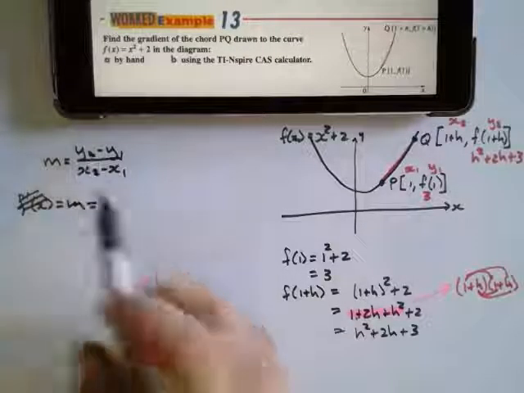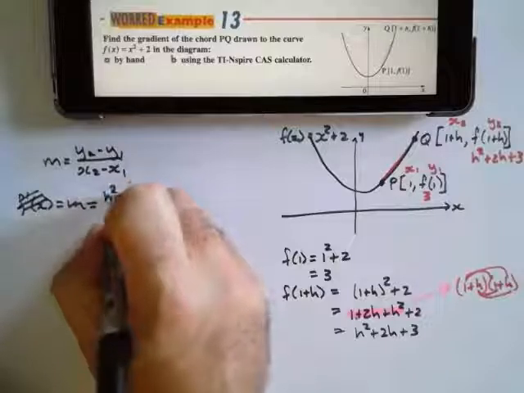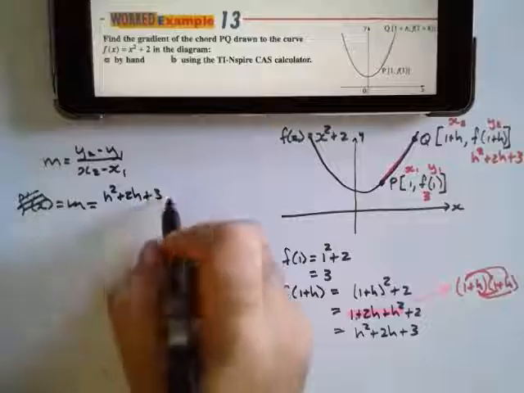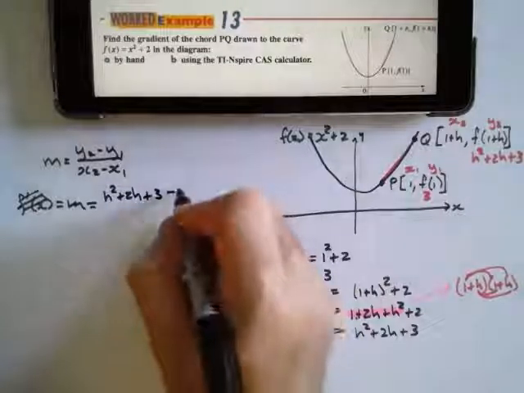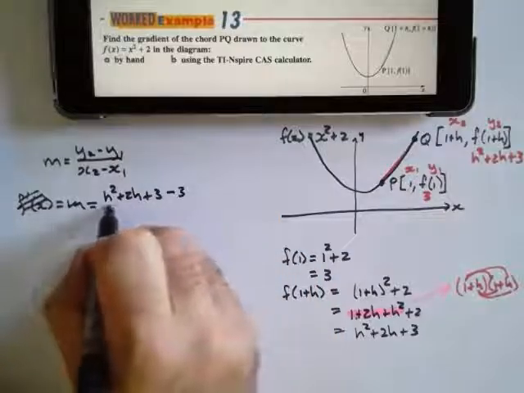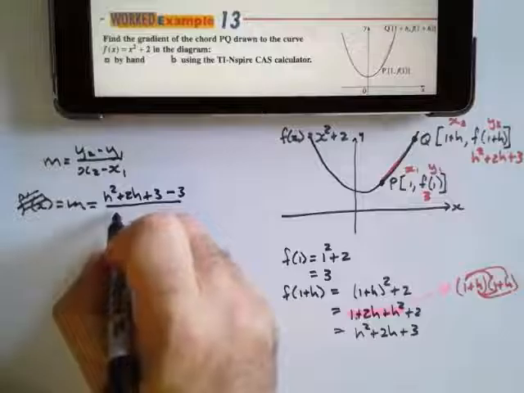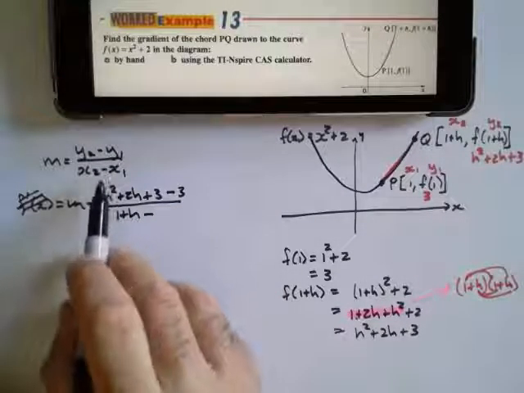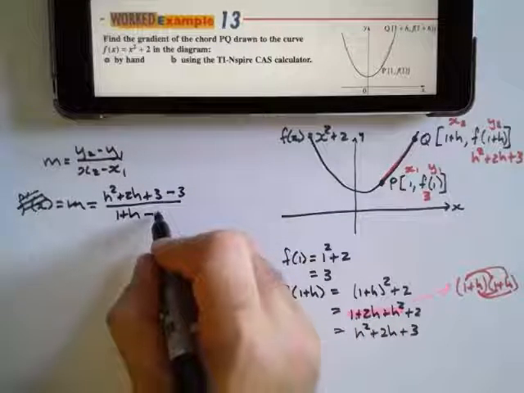Right, so the gradient is y2, which equals h squared plus 2h plus 3, take away y1. y1 is 3. Divide by x2. x2 is 1 plus h, minus x1. What is x1? x1 equals 1.